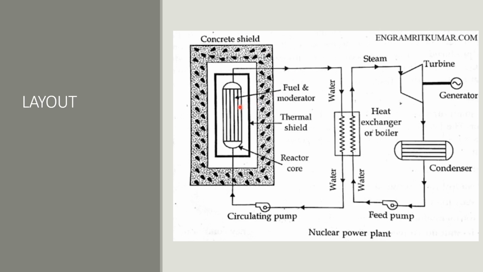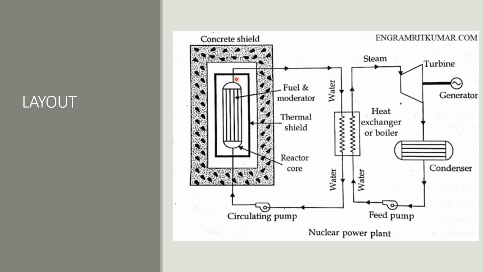When the fission reaction occurs, the moderator controls the speed of the neutrons released during this reaction. If the velocity of the released neutrons is very high, then an efficient fission or chain reaction cannot occur. Therefore we need to control the speed of the neutrons. We use graphite and sometimes water as a moderator. We have a thermal shield for protection, and this is the reactor core.